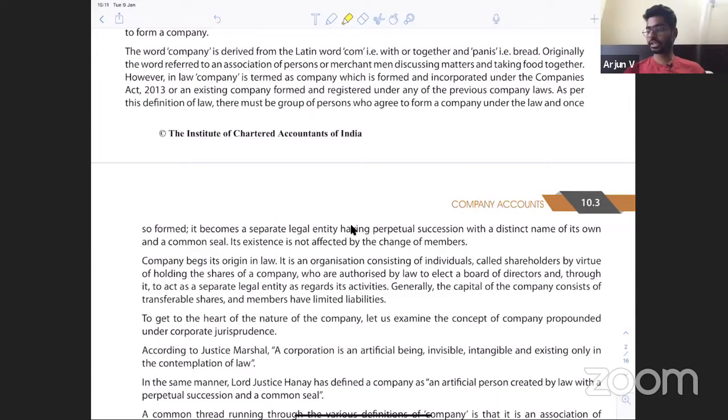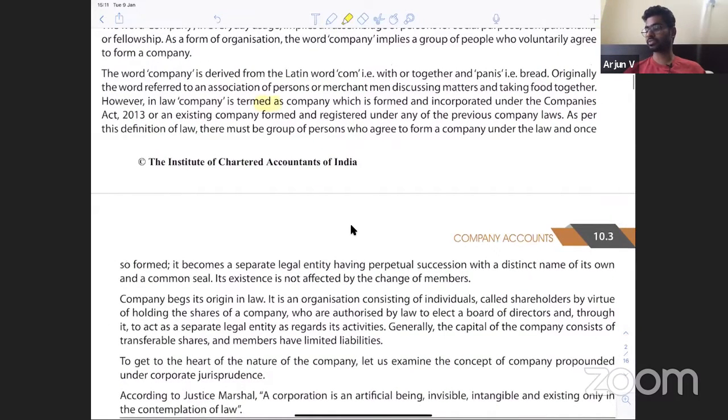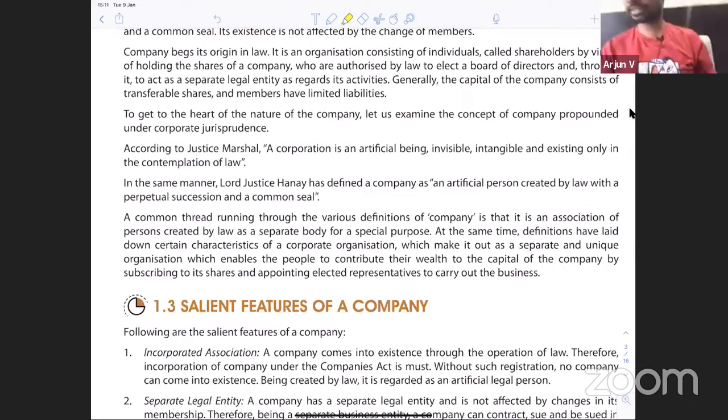So see this part of the definition. A company is termed as a company which is formed and incorporated under the Companies Act 2013 or any earlier laws. So to be a company, you need to make sure you are registering under a Companies Act. You should register it only under a Companies Act. Only then can it come into existence. Are you clear? Now there are a few things covered under the Justice Marshall definition, which is going to give us more insight about what a company can be.